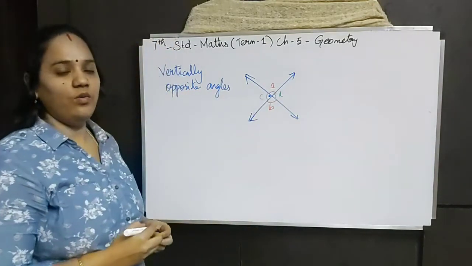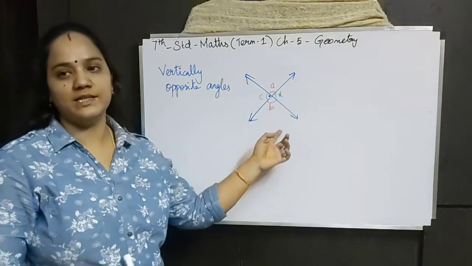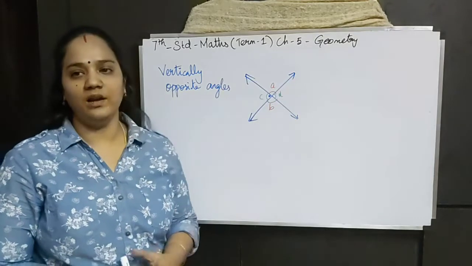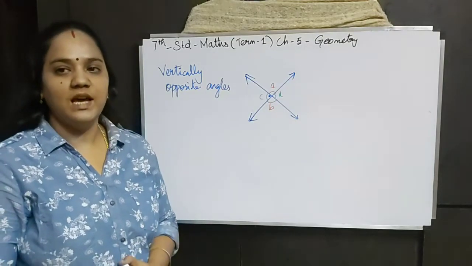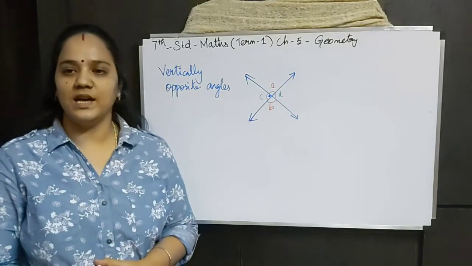Vertically opposite angles. Here I have drawn two lines intersecting each other at a point O. Now we have four angles here, and A and B are said to be vertically opposite angles, and C and D are vertically opposite angles.